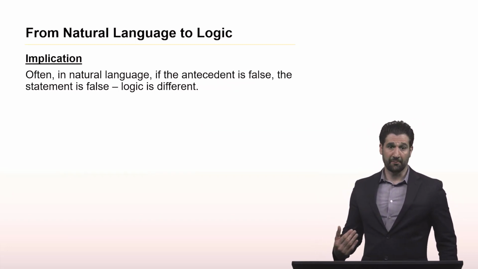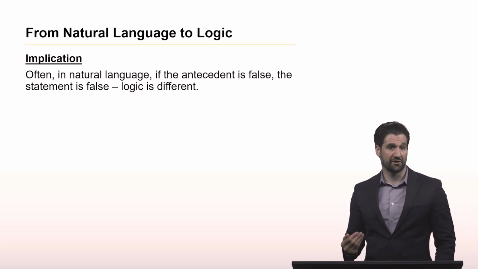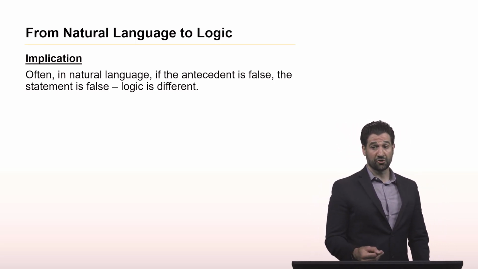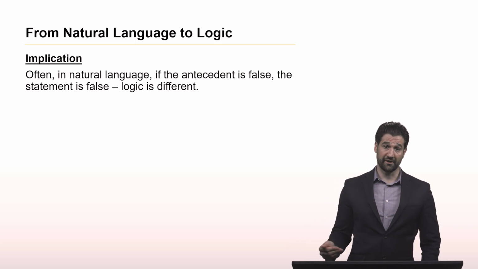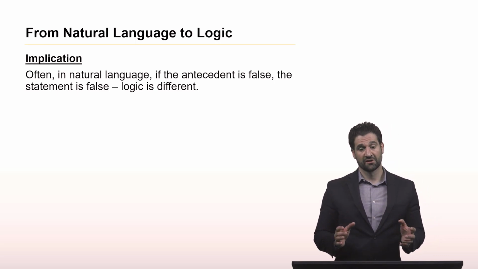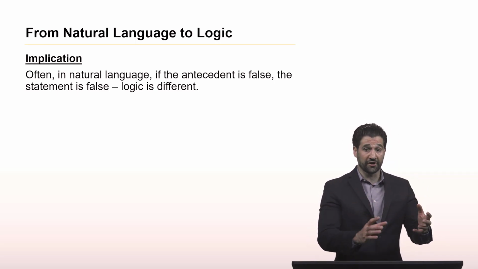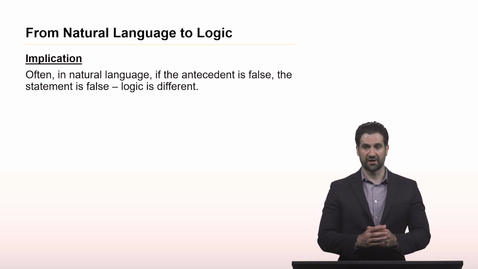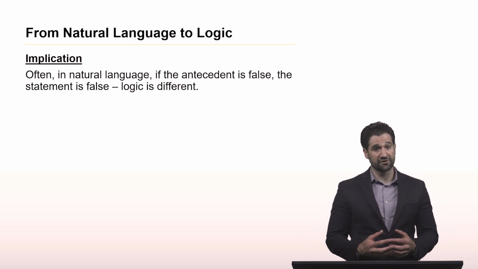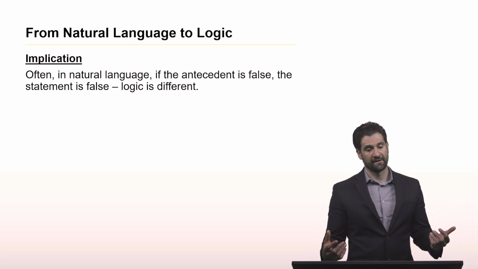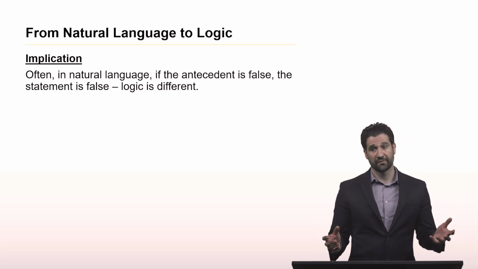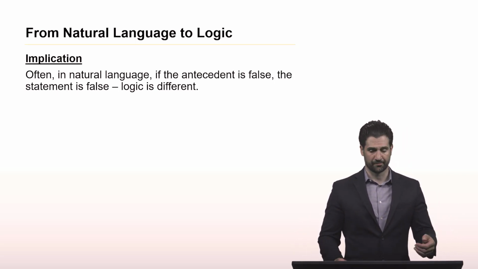So the next operator to consider when going from natural language to logic is the implication. A key difference between the logical understanding of the implication and a natural language one, as we mentioned earlier, is that if the antecedent of your implication is false, the precondition, the thing that causes the consequent, then in most common natural language understanding, we consider the whole statement to be false. However, in logic, anytime the antecedent is false, that whole statement is true. That's what's called being vacuously true.